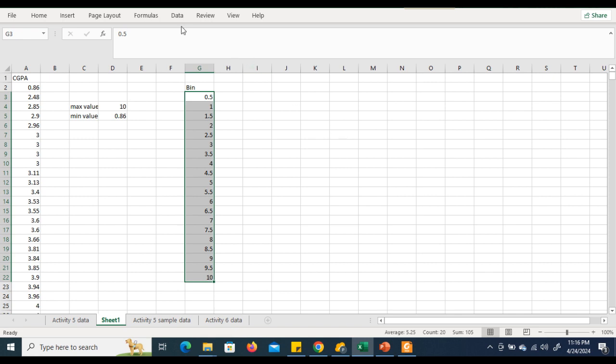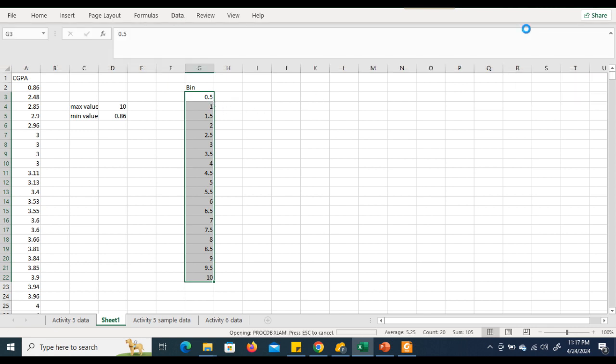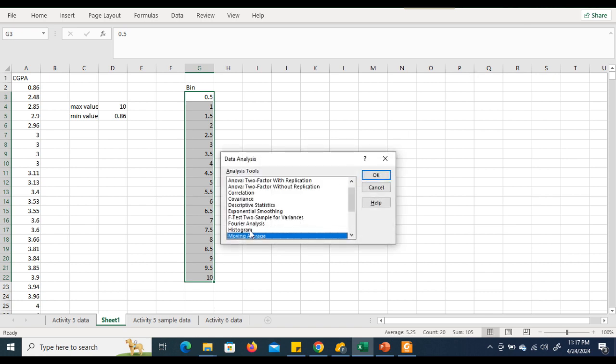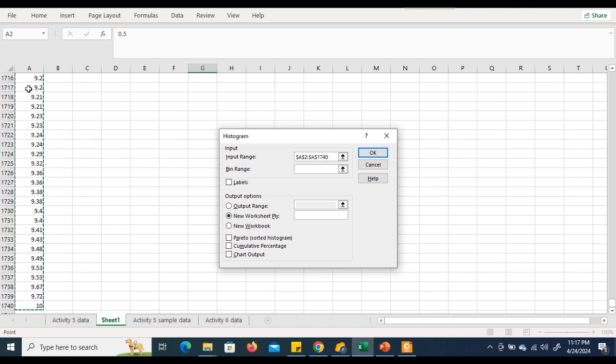Now you will find that when we select the Data option, the Data Analysis option is there, right? So now how do we get the frequency of the corresponding intervals? We click on Data Analysis, choose the option of Histogram, and then click OK. It will require some input. The first one is the input range, which is this entire data, because I want to find the frequency corresponding to this data.